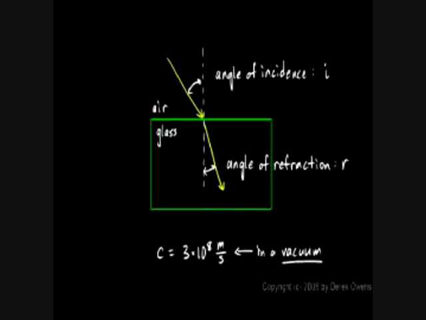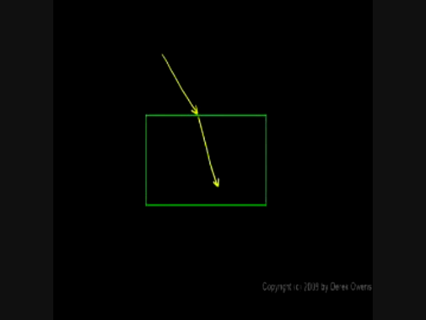In other materials, light typically slows down. So when it goes into the glass, it slows down, and that slowing causes it to bend. Now I'll try to explain why light bends when it slows down as it enters the glass.